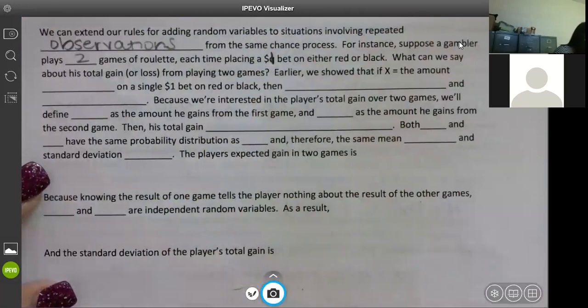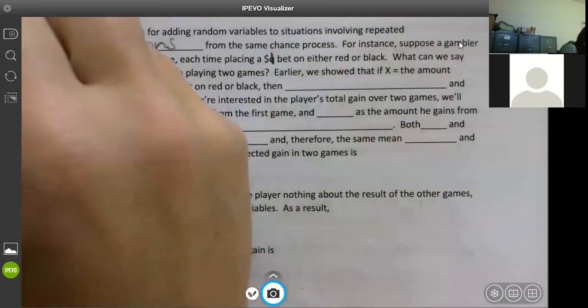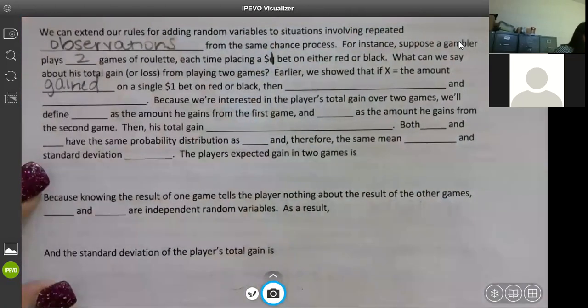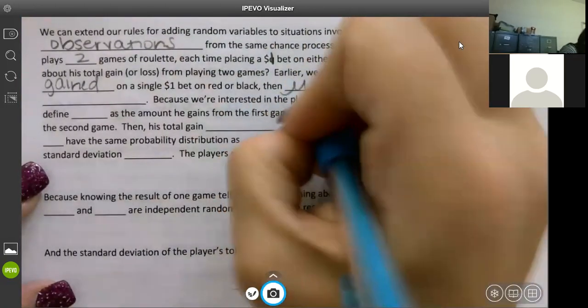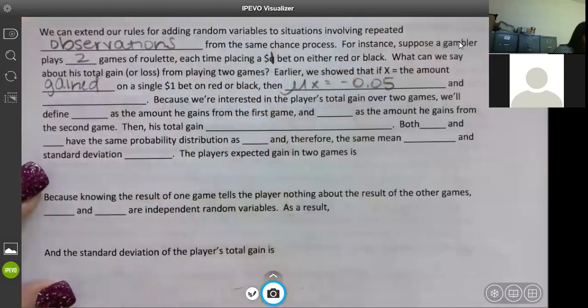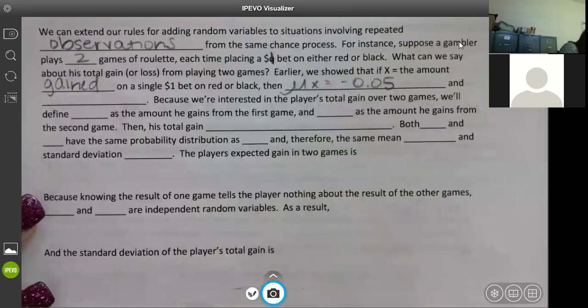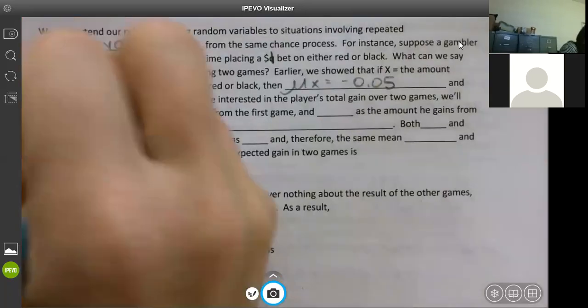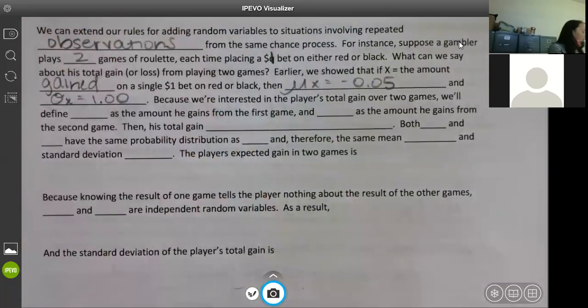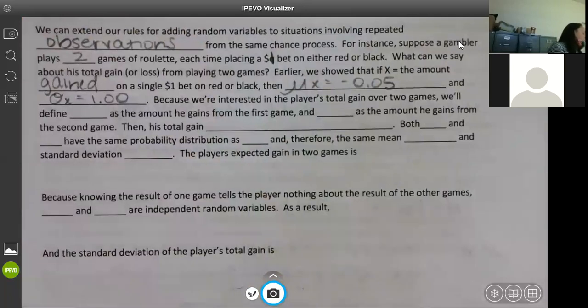Earlier, we showed that if X equals the amount gained on a single $1 bet on red or black, then remember the mean was a loss of 5 cents. And the standard deviation was actually $1. It is right after we did an example, Pete and Aaron's tours, rules for adding random variables.